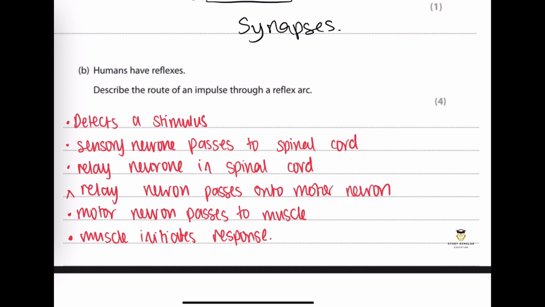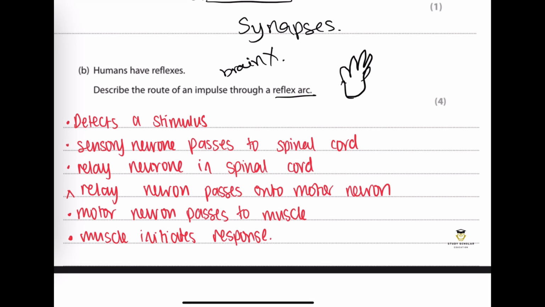So humans have reflexes. Describe the route of an impulse through the reflex arc. So I'll describe this using a diagram. If you see over here, we'll take this as a hand. This is kind of like when you catch something really hot and you put your hand out as soon as you feel it, and that's just something that automatically happens. You do not have to think about it. So the brain is not involved in this process.